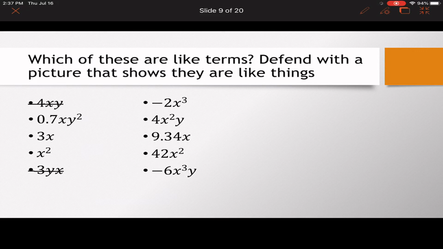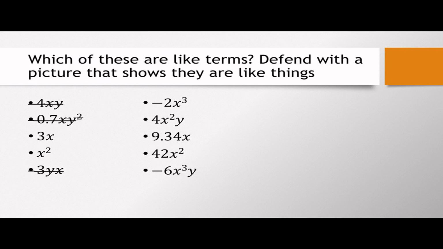We found 2 already. And it looks like the second one is 0.7 x times y squared. Now they have to have the same variables and to the same powers. Okay, and so I'm not sure if that one has any. Yep, doesn't look like there are any.